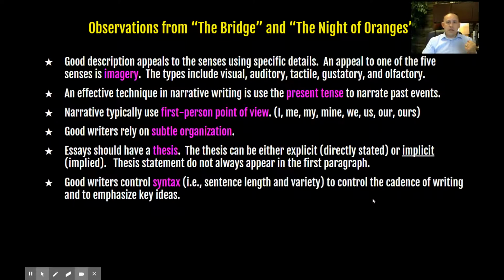Good writers control syntax. That was the discussion we had this week about sentence length and variety, sentence starters, or types of sentences. Do you have a combination of simple, compound, and complex sentences? Do you have a variety of sentence openers, like opening with a prepositional phrase or opening with a subordinate clause? Do you have short sentences, long sentences, and medium length sentences? And remember at the end of The Night of Oranges, there were those 3 staccato short sentences so that you really slow the pace down. They were my oranges. They were proud of me. So that you really control the pace of the narrative.